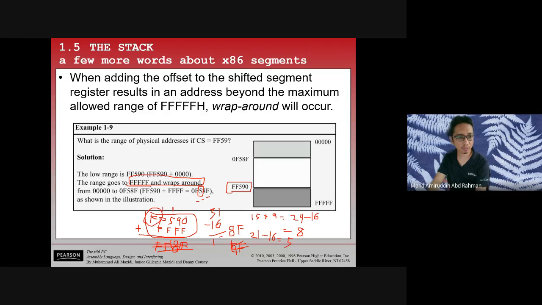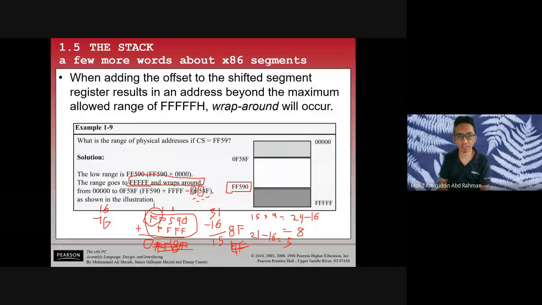So it will be 15, right? So 15 is F. Okay, so you got F and you add 1 over here. All right. So the last one will be 0, because you have F, and if F you add with 1, you have 16, right? 16 minus 16 will be 0.